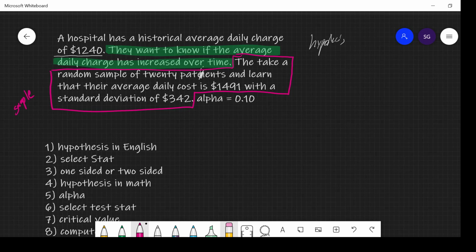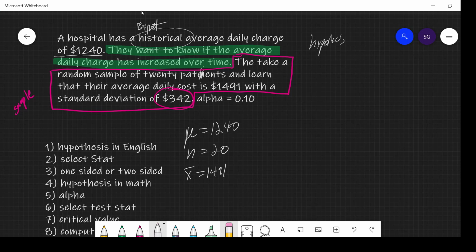Well, we're going to test a hypothesis here, but before we do that, we should probably do our little mathematical cheat sheet. We know that the historic average daily charge, this is the expectation, right? This is what we expect to find. So that's going to be our mu, is equal to 1240. We have a sample of 20 patients, n is equal to 20. And their average daily cost is X bar, $14.91.